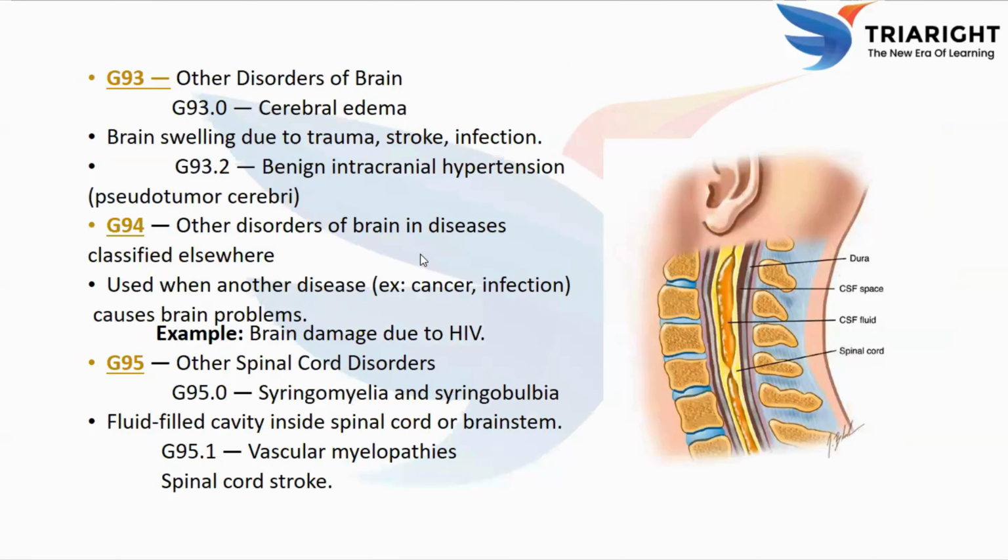And next, the G93 category, G93 code. What do you mean by G93? It's other disorders of the brain. What do you mean by other disorders of the brain? These are brain conditions not classified in the other categories.